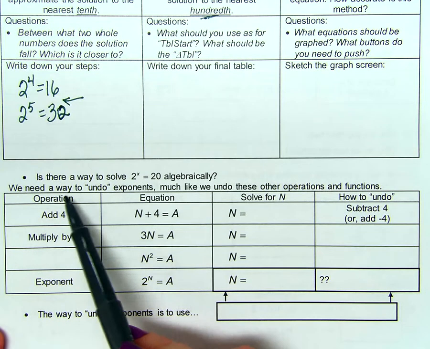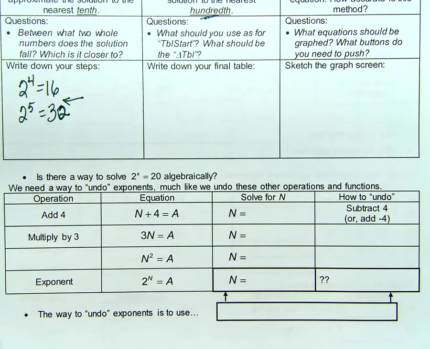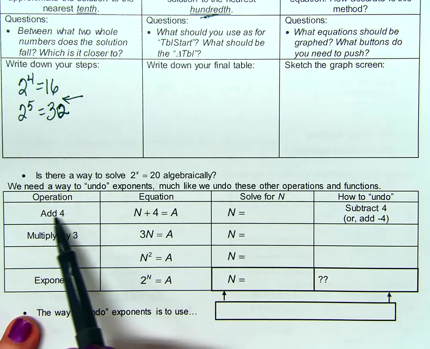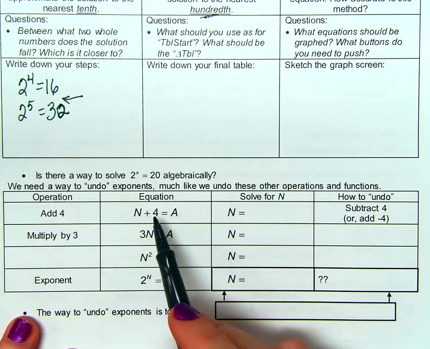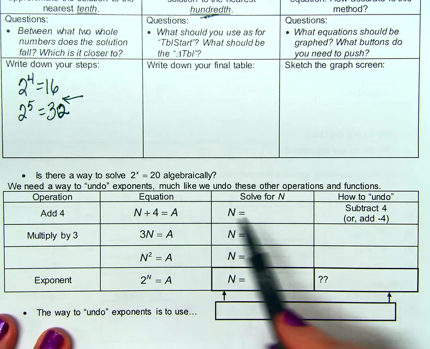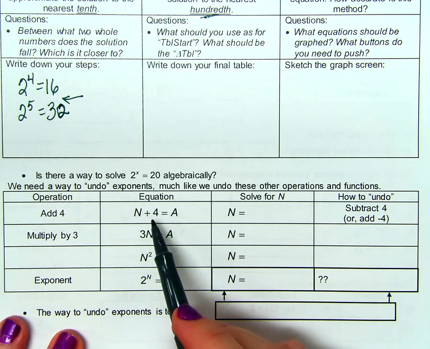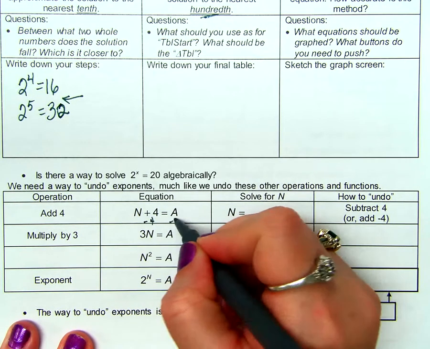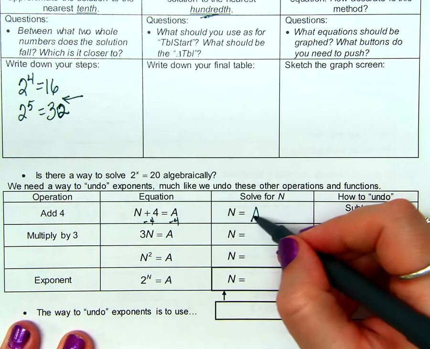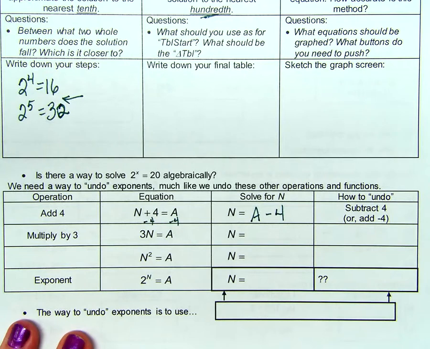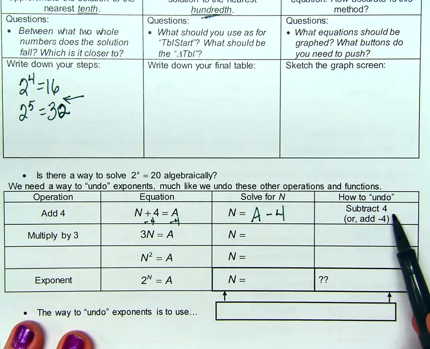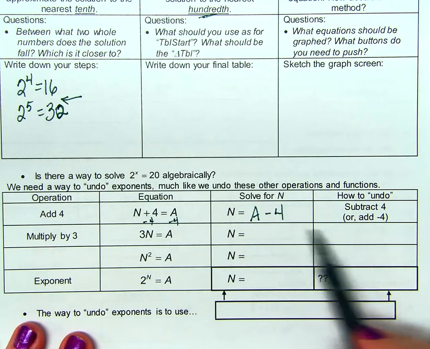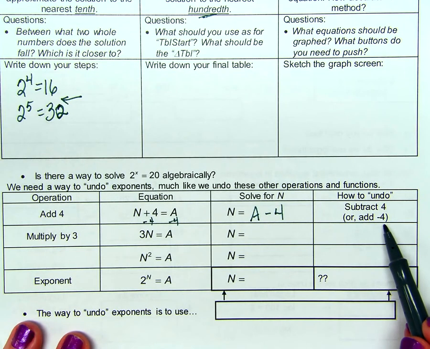We have to have a way to undo exponents. For instance, we can undo addition, right? If we're adding 4, doesn't it look like n plus 4 equals a? But what if we're solving for n? What do we do with the 4? How do we undo it? Yeah, I subtract 4 here and subtract 4 here, so I get n equals a minus 4. Yes? And the way we undid it was to subtract 4. Or another way you could think of it would be adding the opposite, right?